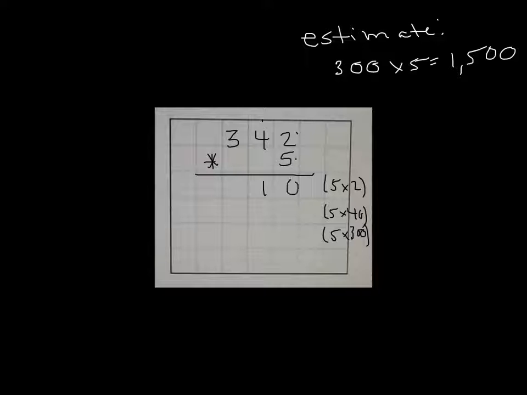5 times 2 is 10. 5 times 40 is 200. 5 times 300 is 1,500. We add it up: zeros, 1 plus 0, 2 plus 5, put down the comma, and 1. Our estimate is very close to our real answer, so we should be all set here.